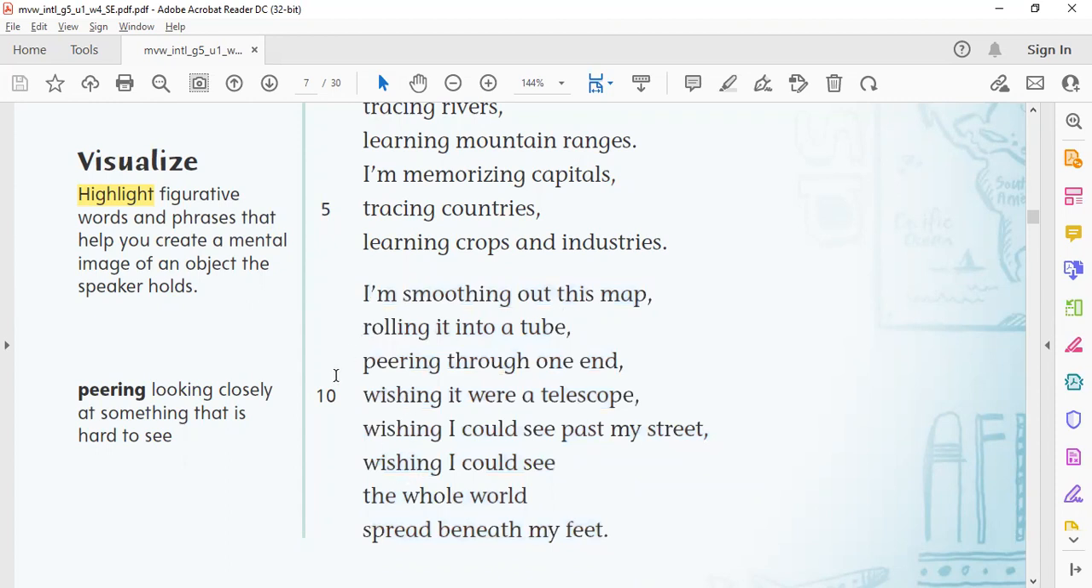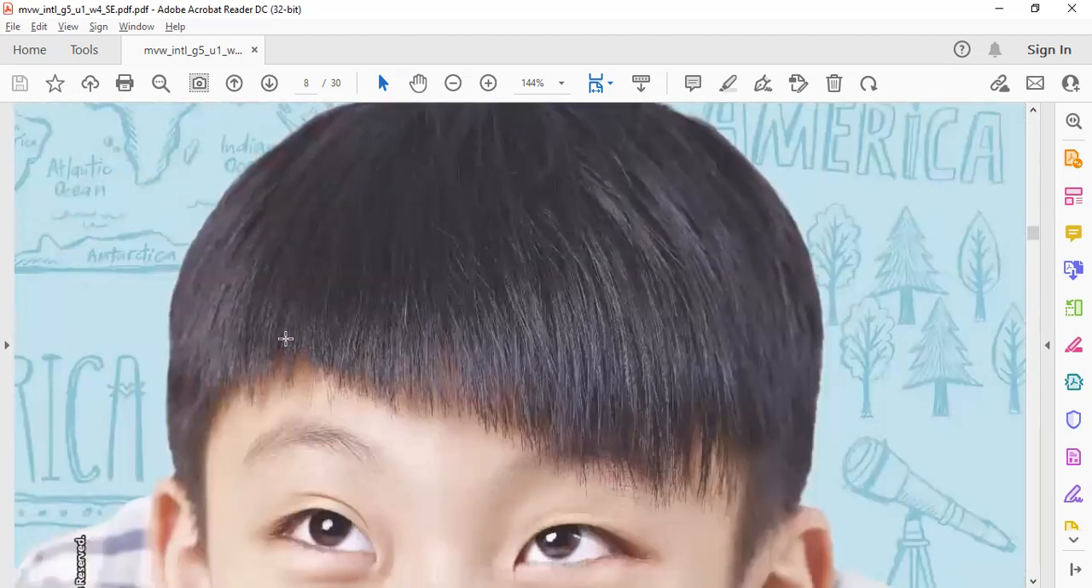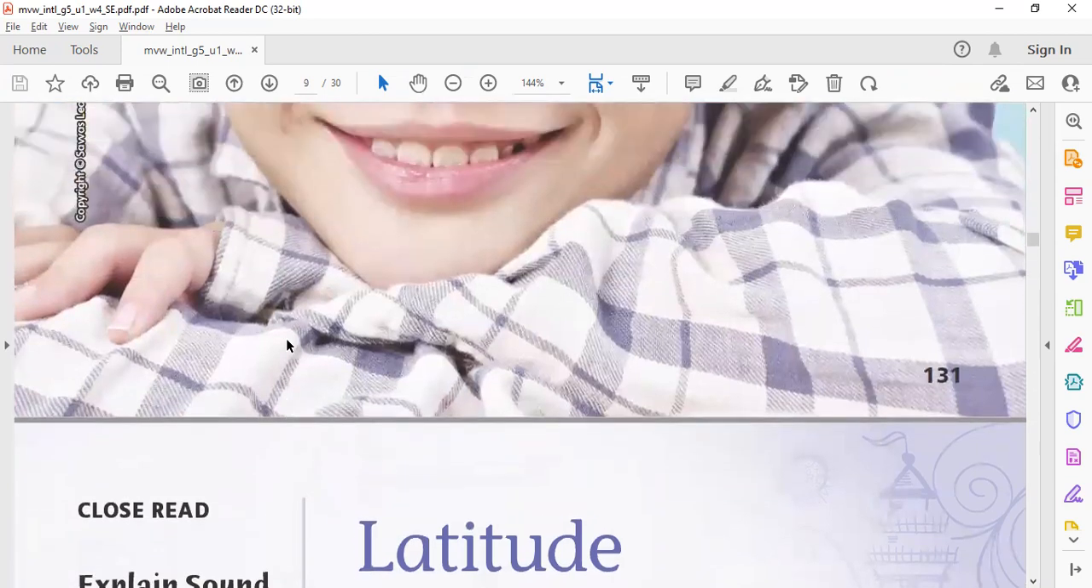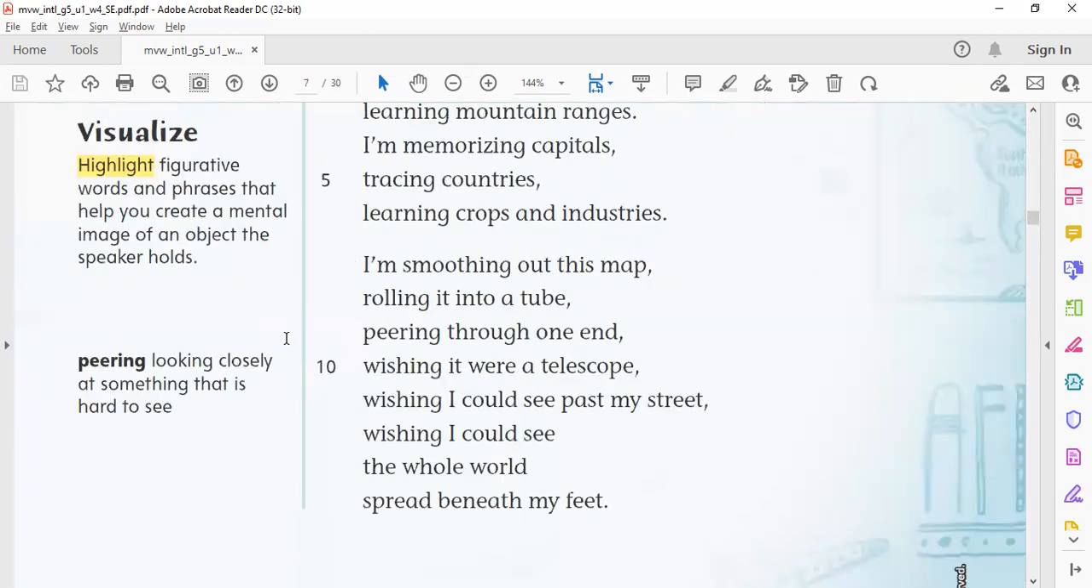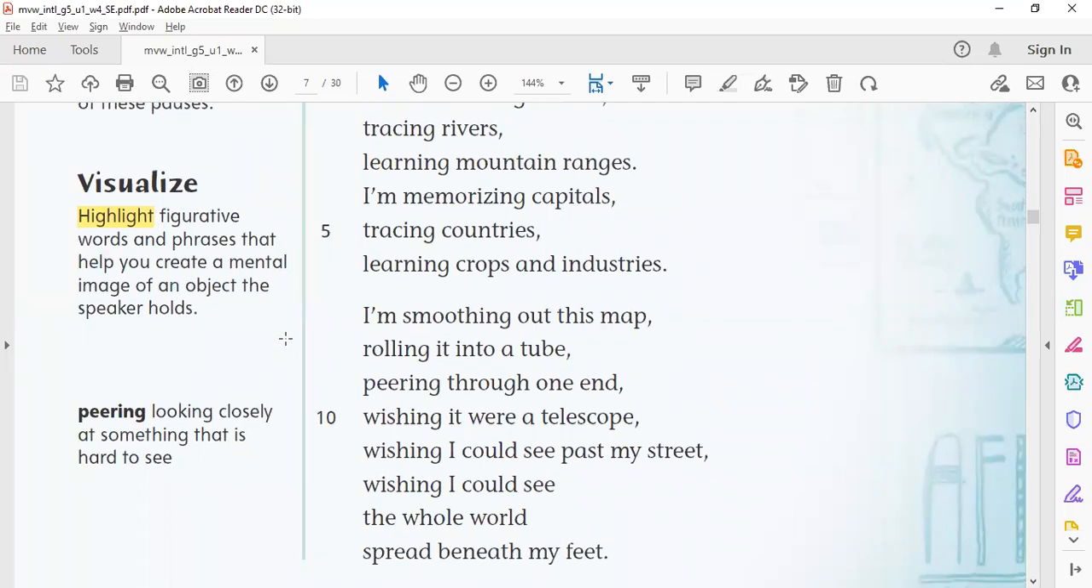All of those are verbs to show that she's trying, she's very curious about the world, and she wants to go out into the world. She wants to go out into the world. Very good. Can't and can't. Yes, you can't say both. Okay. So here. Now, wishing I could see the whole world spread beneath my feet.